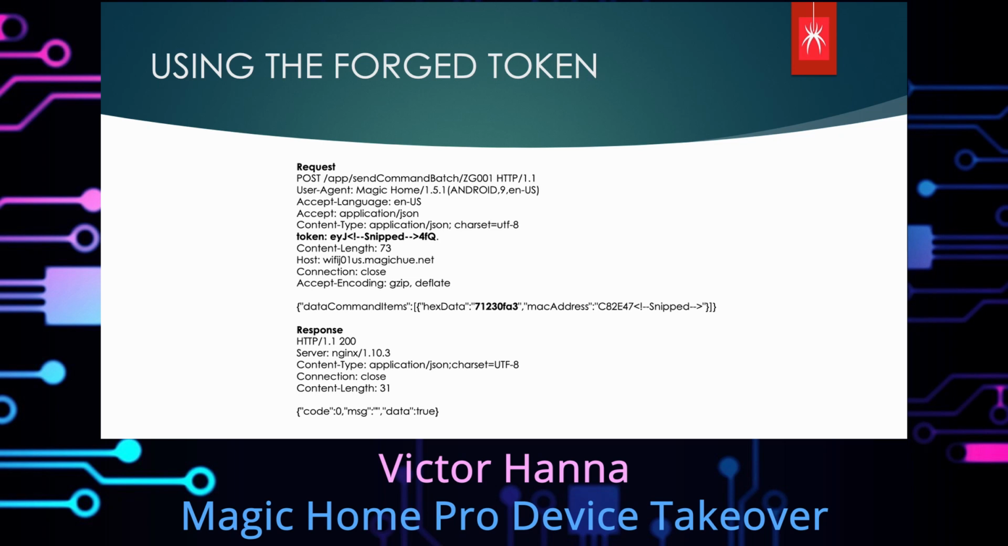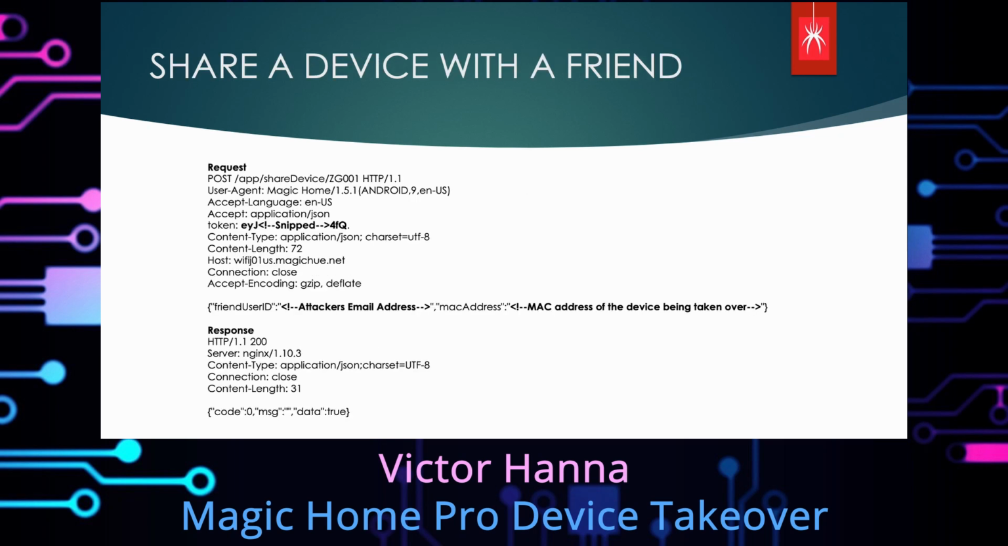Now, with the newly forged token on hand, I then attempt the previously used light on discrete hex code request using the newly forged token, which thankfully ended up as a success. Wow, so at this stage, I am now wondering what other operations we might be able to execute using this methodology. So as it turns out, one such operation is the sharing of a device with a friend.